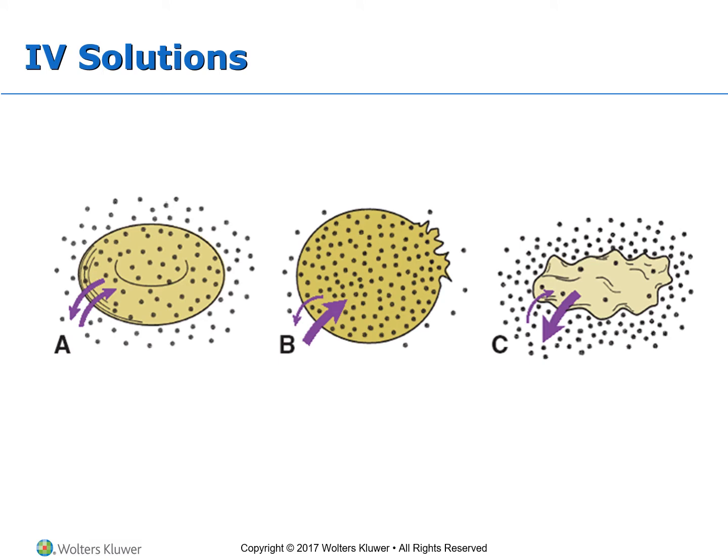These are examples of isotonic, hypertonic, and hypotonic. So the first one is isotonic, the second one is hypotonic, and the third one is hypertonic.